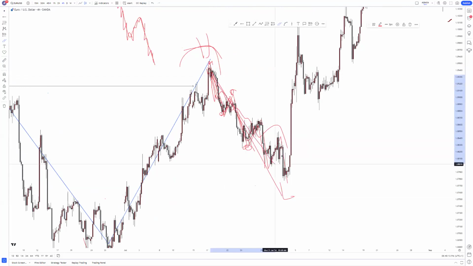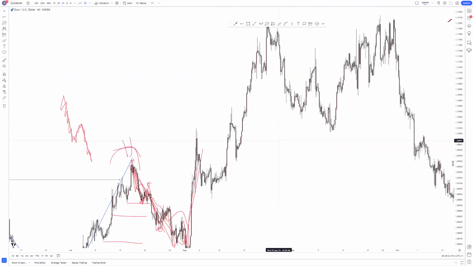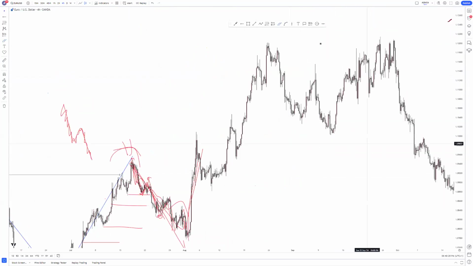This is the pullback. Price is still very much bullish. So in all of this, there is no change of character. This is price coming to take out internal structure before the main move. So this is all I have to say about market structure.